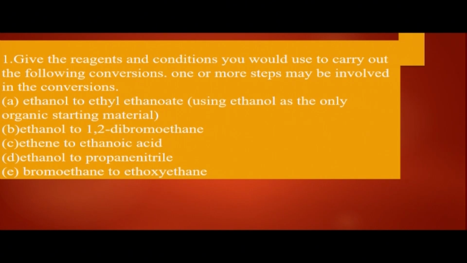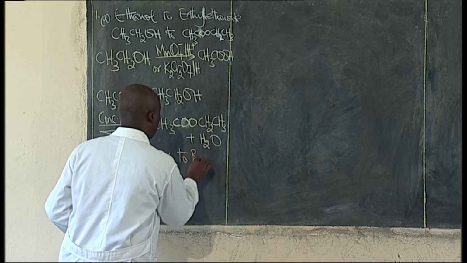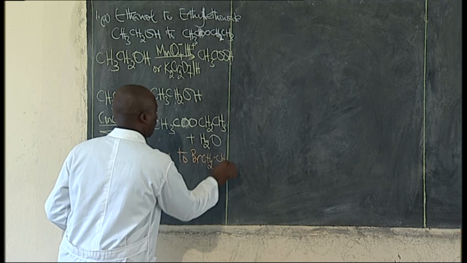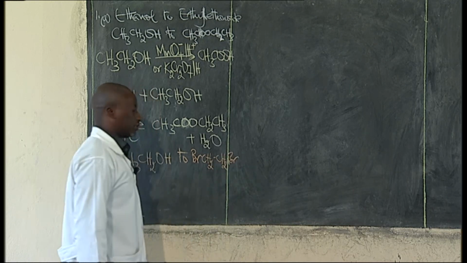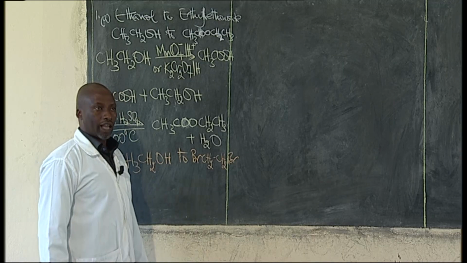So when we move to part B, it is saying ethanol to 1,2-dibromoethane. So how do we move from ethanol? This is ethanol, the starting material, and we move to 1,2-dibromoethane, that is CH2Br-CH2Br. So how do we carry out this reaction?